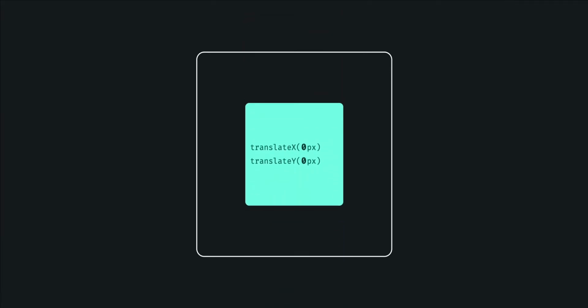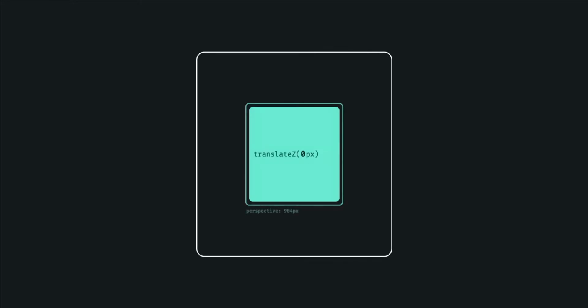Simple enough. Let's move to the Z axis. No matter what I do right now, the box stays the same, but that's because you lack perspective. This container needs a perspective property set on the parent container. Adding perspective to the parent container allows the transforms to have depth. The value you set as perspective is how far the box will appear from the camera. Your screen is the camera.